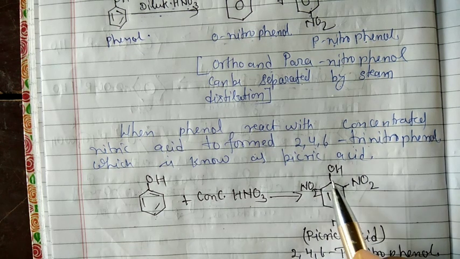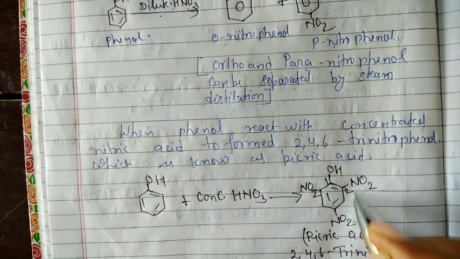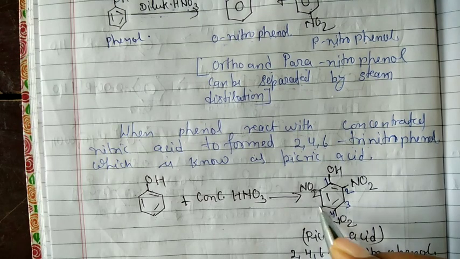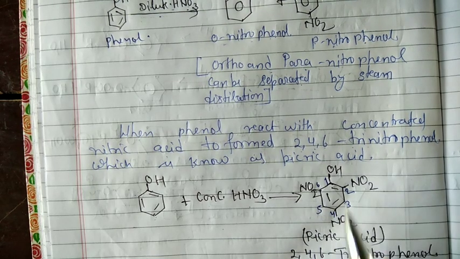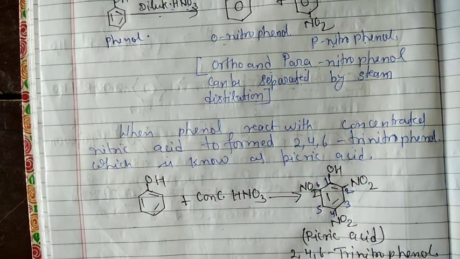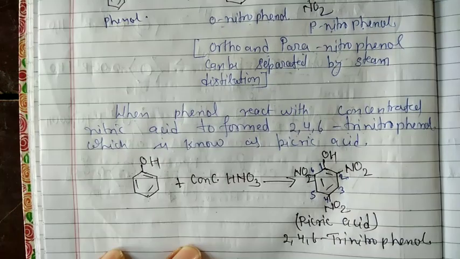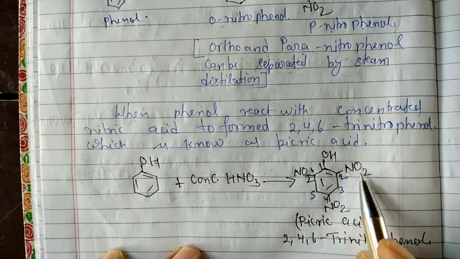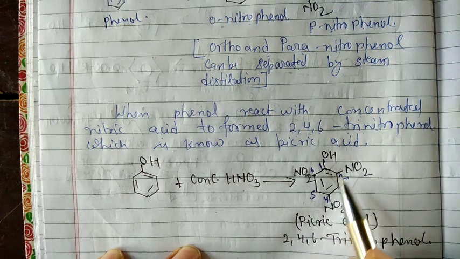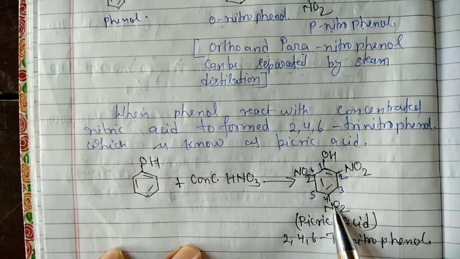So their numbering will be 1, 2, 3, 4, 5, 6. How to write their name? 2, 4, 6 tri nitro, NO2 means nitro, and the ring is the phenol. So 2,4,6-trinitrophenol, whose common name is picric acid.